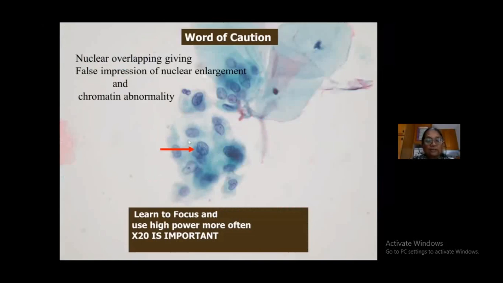Word of caution, especially for this error, a lot of nuclear overlapping is seen now in LBC, which gives the false impression of nuclear enlargement with chromatin abnormality. So learn to focus and use high power more often. Times 20 is very important.